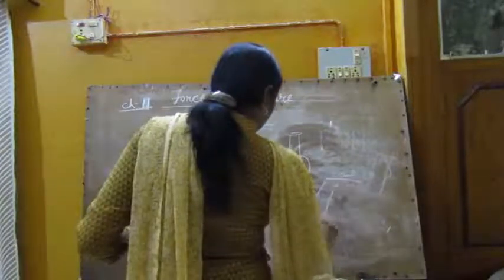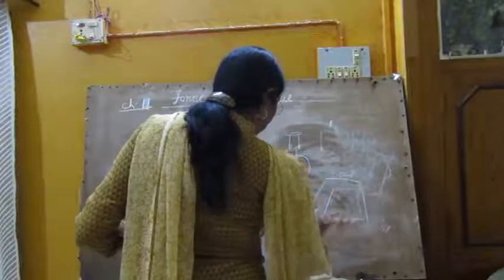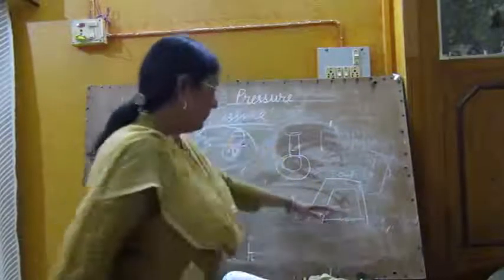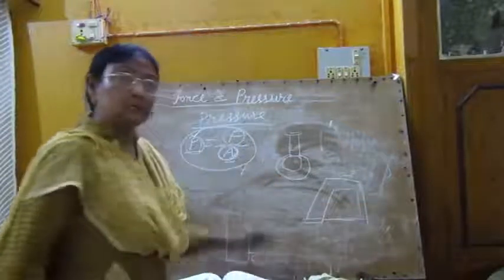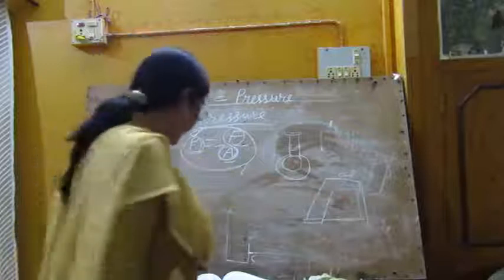That's why for a bigger dam, we make the bottom of the dam wall broader, to withstand the pressure of the liquid.